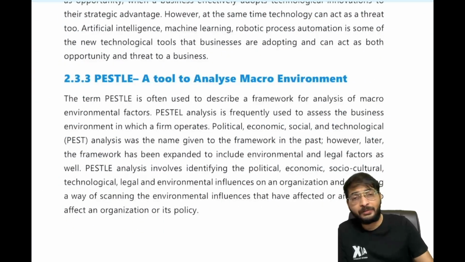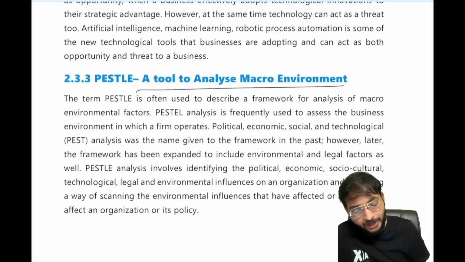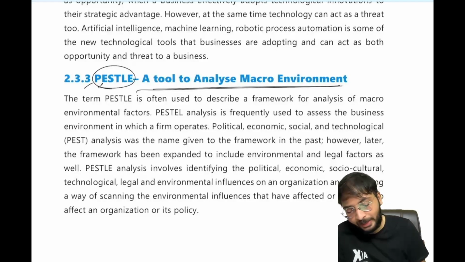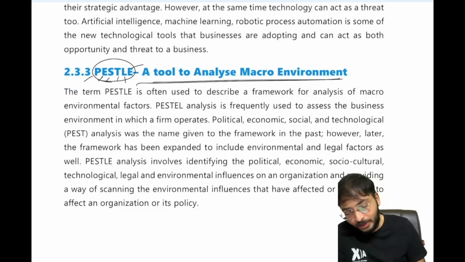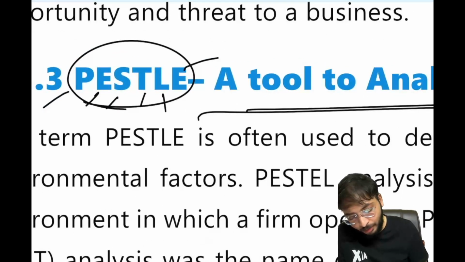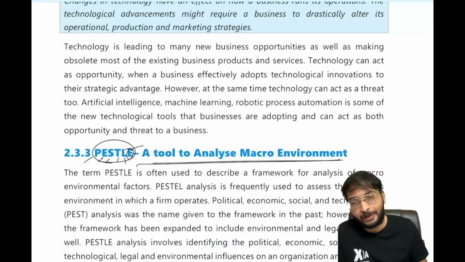Now, I have told two questions. One is elements. The second one is what? A tool to analyze macro environment. So what is that tool? PESTLE. P for political, E for economical, S for social, T for technological, L for legal, E for environmental. Same thing you have studied above, but here there is a new factor added, which is called environment.